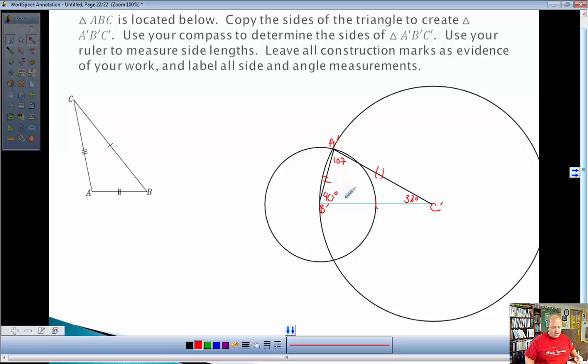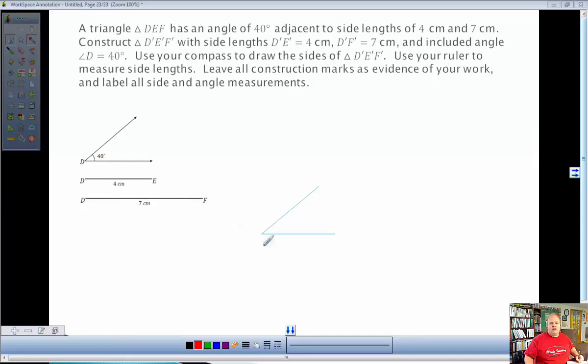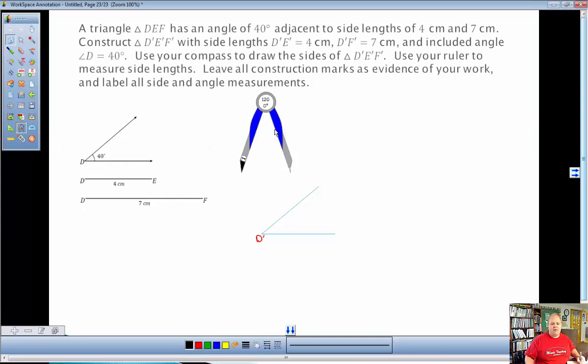Then I could go through and measure the angle measurements as well. Again, all I now know is I have the 3 sides and I can do it. Now let's look at if I have 2 sides and the included angle. So this is going to be point D prime. Now I want to get my compass back out, because that's kind of what we've been working on. Stick this right at the end of D, and use my compass.